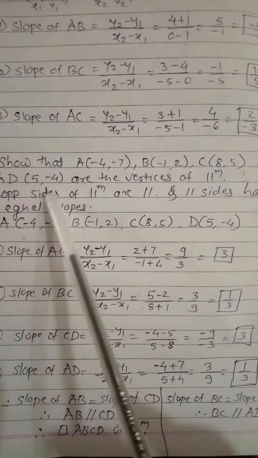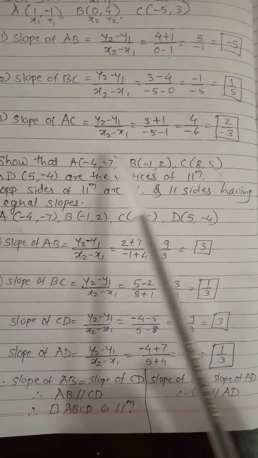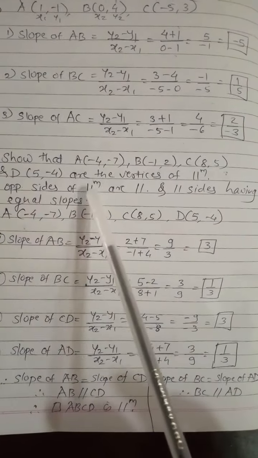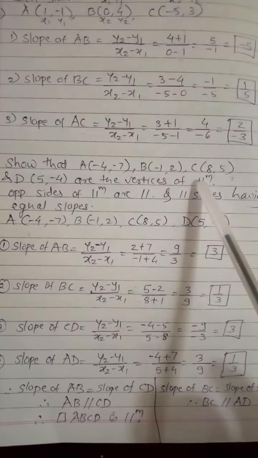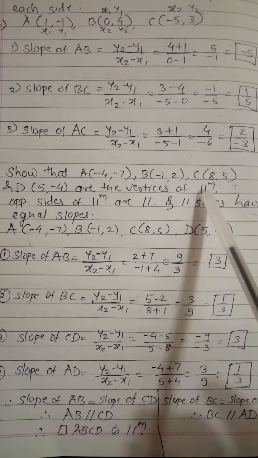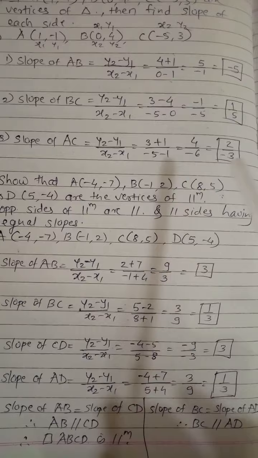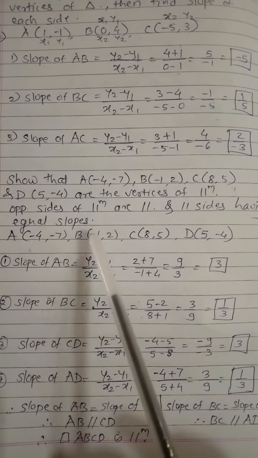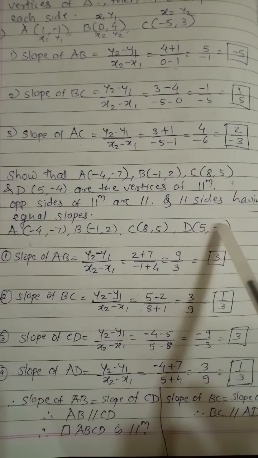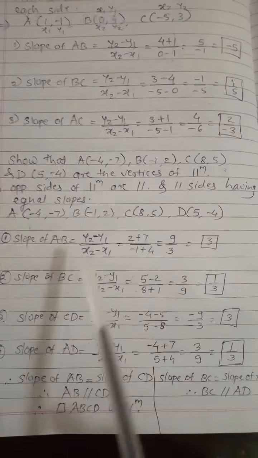Now the next question, question number 5. Show that the points A, B, C and D are the vertices of a parallelogram. All of you know the definition of a parallelogram: the opposite sides of a parallelogram are parallel, and parallel sides have equal slopes. So in this example we have to show that the opposite side slopes are equal.